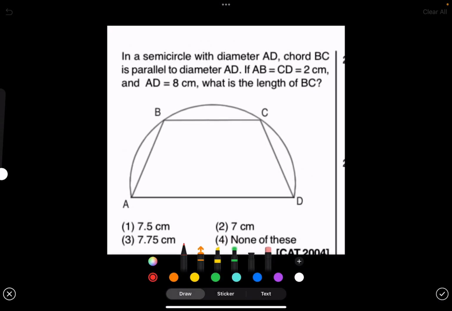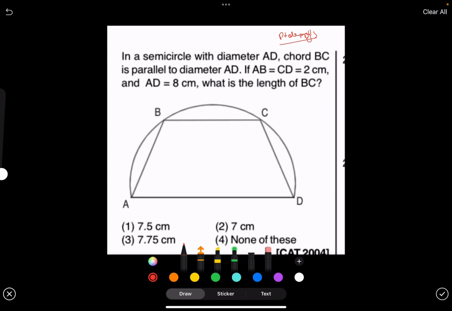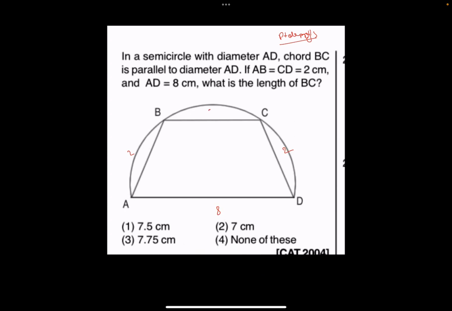In a semicircle with this diameter, there is a theorem known as Ptolemy's theorem. That I'll be using here. AB is given to us as 2, CD is given as 2, AD is given as 8, and BC is given as x.